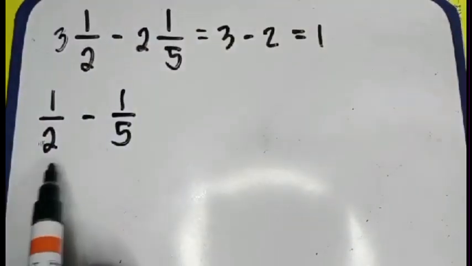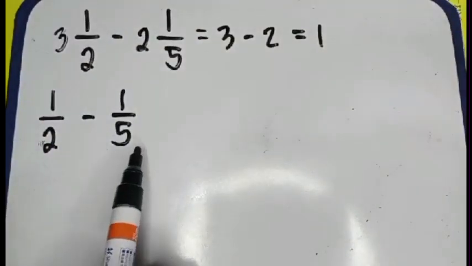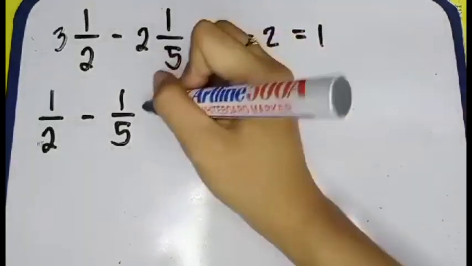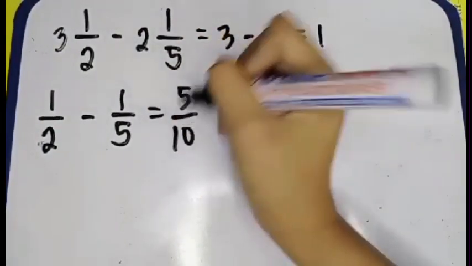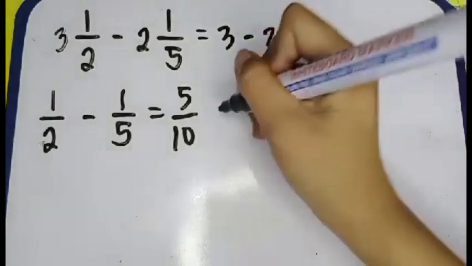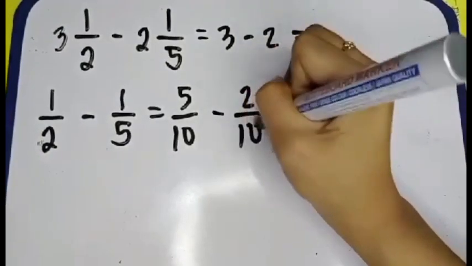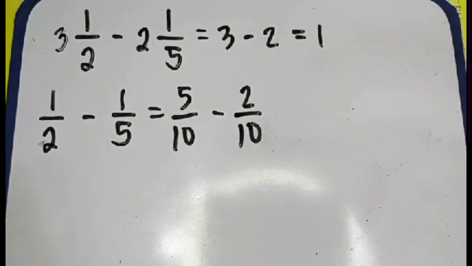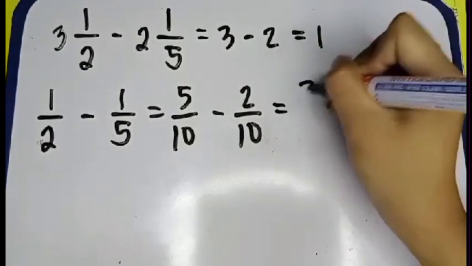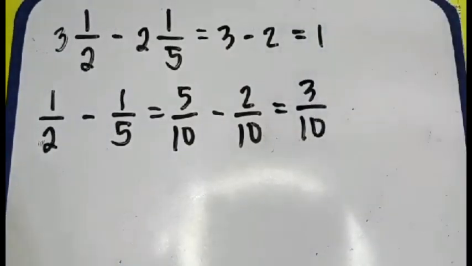Hindi sila parehas ng denominator, so hahanapin muna natin ang LCM ng 2 and 5, and that is 10. Kaya yung 1/2 ay imumultiply natin by 5, and that will be 5 over 10. While our 1/5 ay imumultiply naman natin by 2, and that will be 2 over 10. Let's subtract the numerator. 5 minus 2 is equal to 3. Then, copy the denominator.